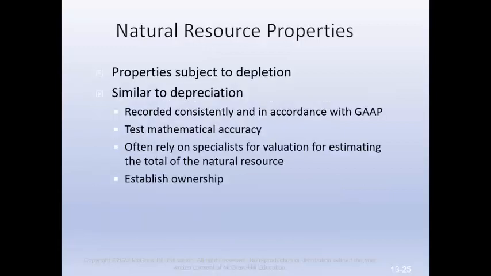In the audit of companies operating properties subject to depletion, such as mines, oil and gas deposits, timberlands, and other natural resources, the auditors follow a pattern similar to that used in evaluating the provision for depreciation expense and accumulated depreciation. They determine whether depletion rates have been recorded consistently and in accordance with generally accepted accounting principles, and they test the mathematical accuracy of the client's computations.